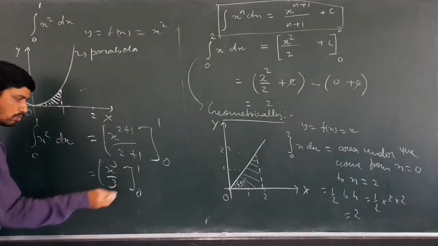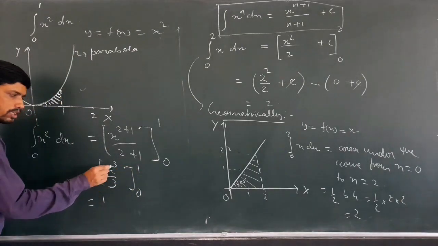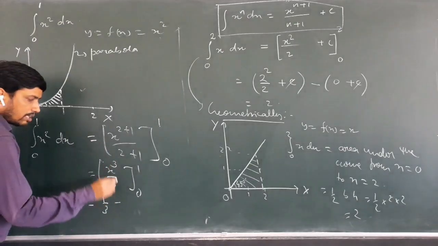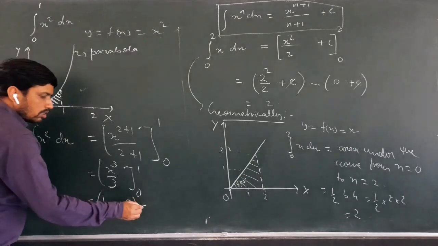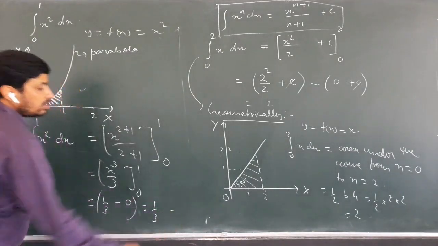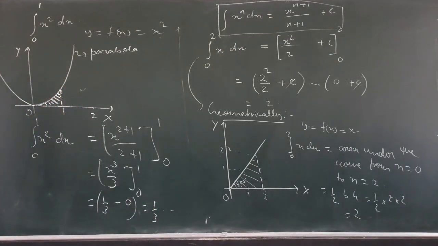So put x is equal to 1. So 1 cube. 1 cube is 1. So 1 by 3 minus, x is equal to 0, so 0 cube by 3 is 0. So the answer will be 1 by 3 square units. Okay. So this is the method for finding area under a curve.